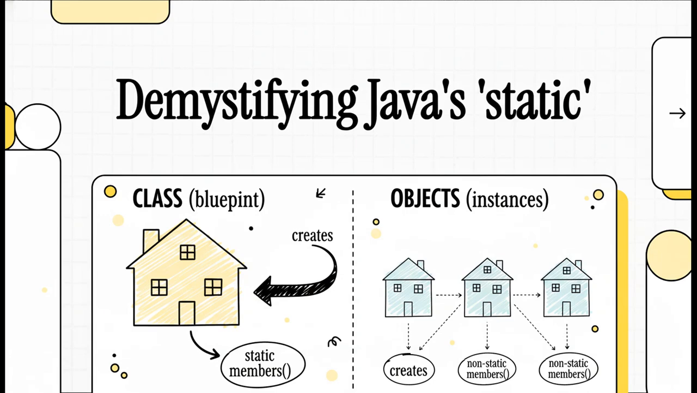All right, let's talk about a word in Java that trips up pretty much everyone at some point: static. If you've ever just typed it out because a tutorial told you to, without really knowing why, well, you are definitely not alone. So today, we're going to demystify it once and for all.